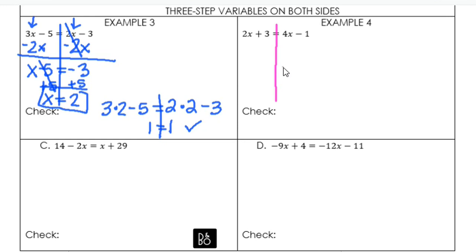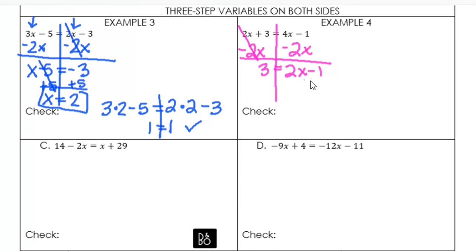So we're always going to move the smaller one. So we're going to compare 2x and 4x. 2x is smaller, so we're going to start by moving it by doing the inverse, which is subtract 2x. And what you do to one side, you have to do to the other. So 2x minus 2x cancels. I'm left with a positive 3 on the left, so you must bring it down. We have 4x minus 2x. That leaves us with 2x. I need to bring down my minus 1, and I'm finished there.